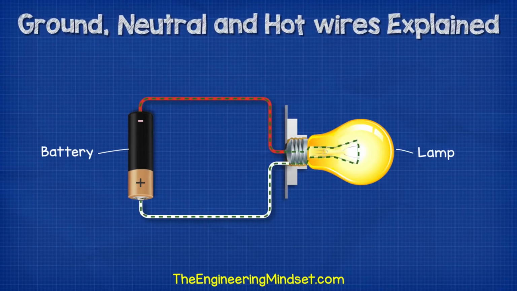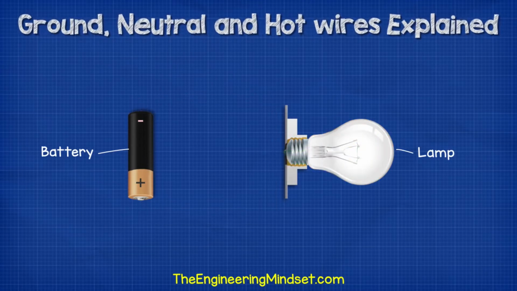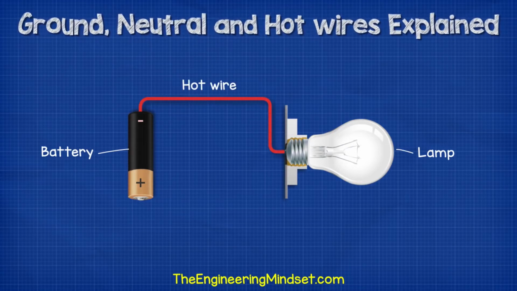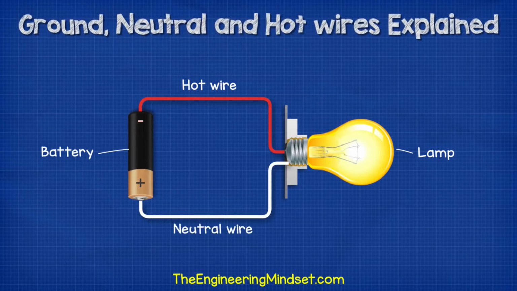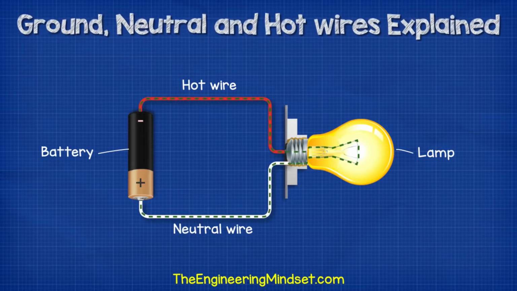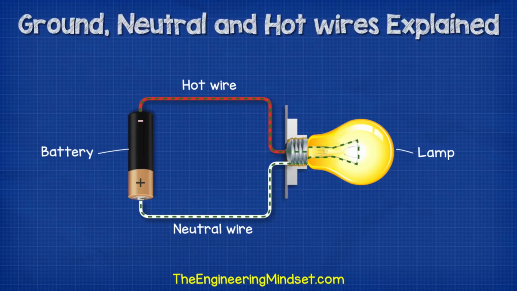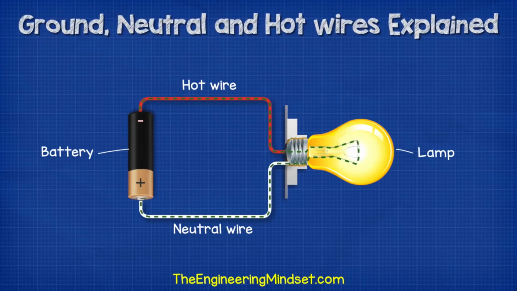So for the circuit to be complete, we need a wire to carry the electrons from the power supply and over to the light. This wire is our hot wire. Then we need to connect another wire from the lamp and back to the battery for the electrons to get back to their power supply or source. Now this wire is our neutral wire. The hot wire carries the electricity from the power supply and it will take this over to the load. The neutral wire carries the used electricity back to the power supply.